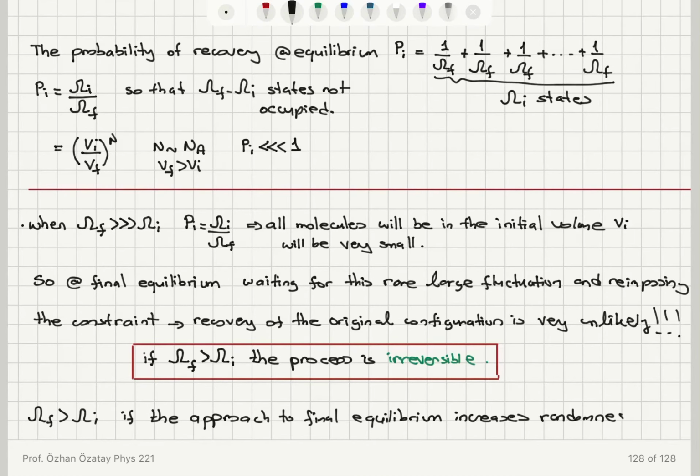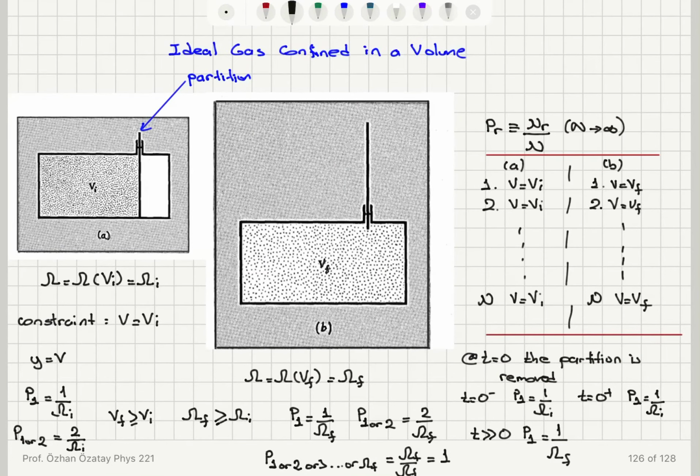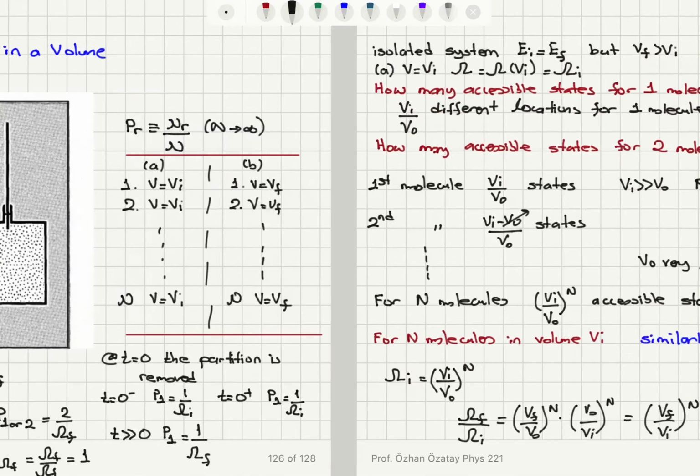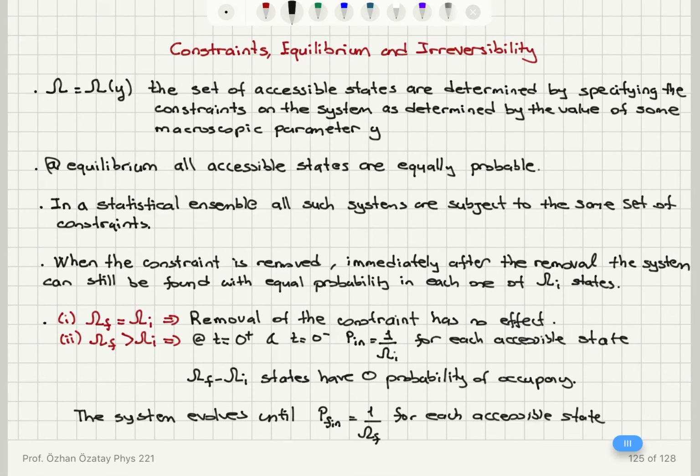randomness and disorder. Okay, so in this scenario that we have, because the molecules have a very ordered configuration when the partition is removed, they have to uniformly distribute in the final volume to have the most random possible configuration, disordered configuration, and this results in an increase in the number of accessible states, which in turn implies the process is irreversible.